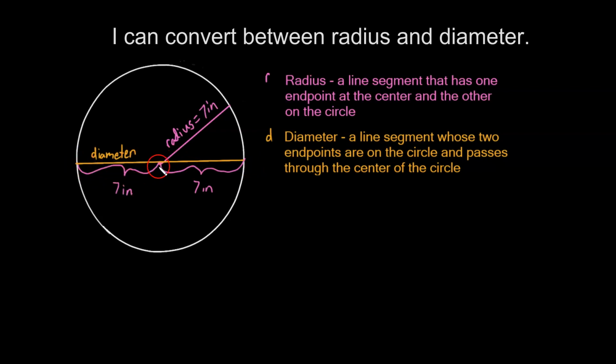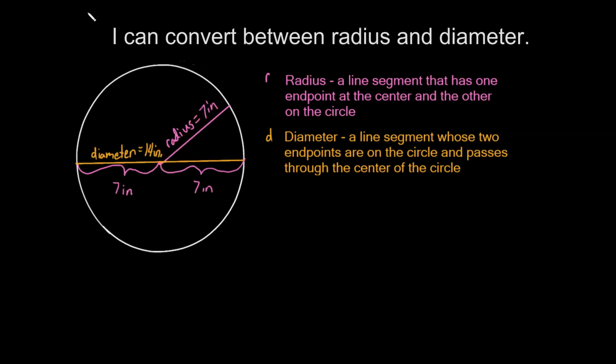So if the distance from here to here is 7 inches and the distance from here to here is 7 inches, well, that gives us 7 plus 7 is 14 inches. So that means that the diameter is equal to 14 inches. And as we see, that is just twice what the radius is.